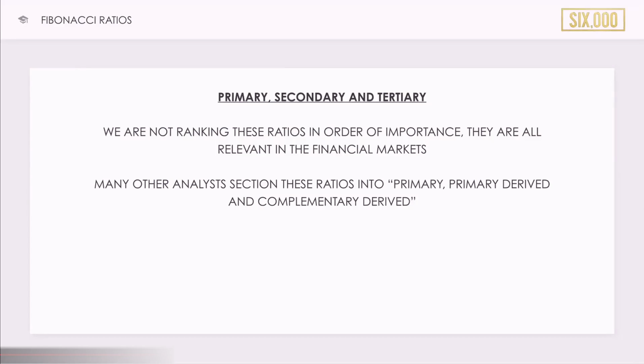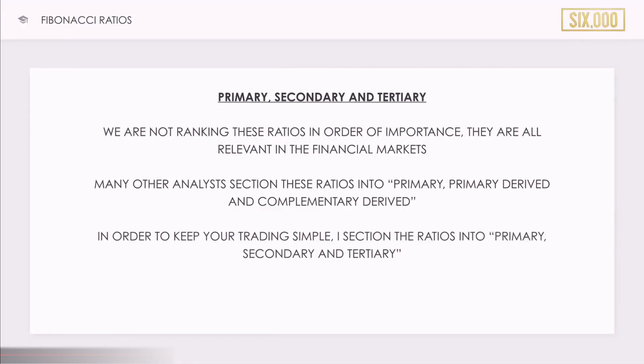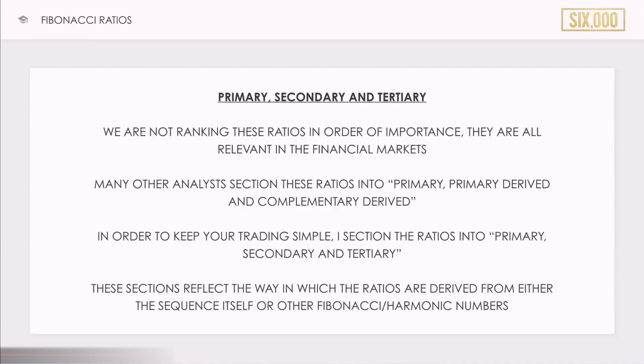Other analysts have ranked these ratios, maybe some tertiary ratios are in the primary derived and some of the secondary are in the complementary derived. I switched them about so it's logical, it makes sense, and these are ranked based on how they are derived, as I mentioned before. And in order to keep your trading simple, I think you should use primary, secondary and tertiary as well. I feel that primary derived and complementary derived is a bit more complicated, whereas primary, secondary, and tertiary just keeps things simple.